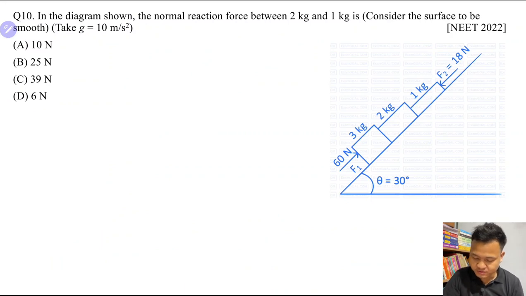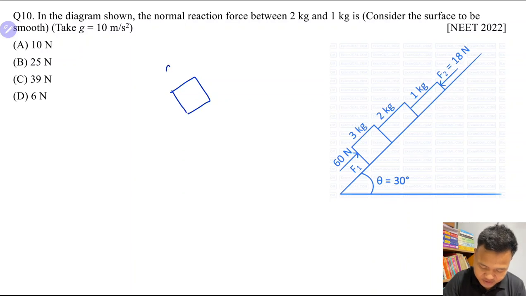So here you have 3 blocks. The angle is 30 degrees. What is the normal reaction between the 2 kg and 1 kg block? The surface is smooth. So one thing you have to know is all of them will move together, with the same acceleration. So if I consider all of this as a single block, 3 plus 2 plus 1, so 6 kg.